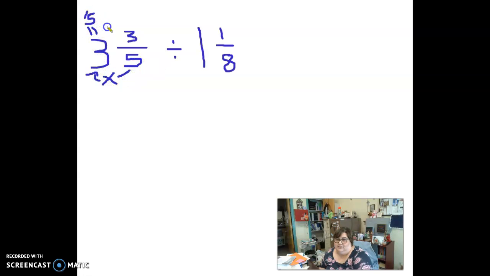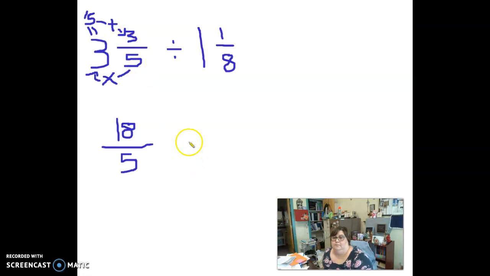Then you take that answer and you add your numerator. Okay, so 5 times 3 is 15. 15 plus 3 is 18. So that would be 18, and your denominator stays the same. So 3 3/5 is the same thing as 18 over 5. And you would know that because if you divide 5 into 18, you're going to get a whole number of 3 with the remainder of 3. So that's how you get your 3 3/5.